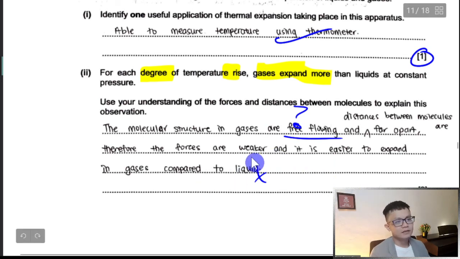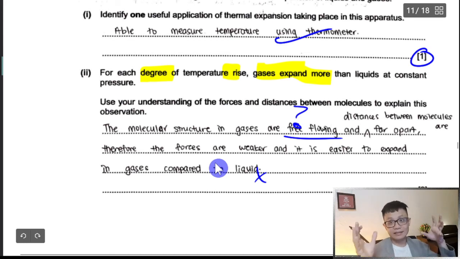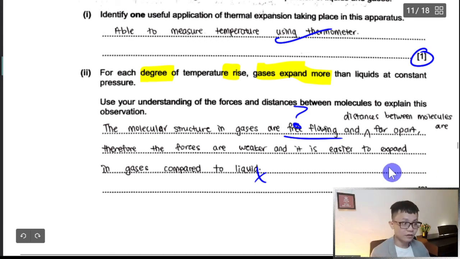Okay, so I think you should put that there's a greater distance between the molecules in a gas, therefore it uses less energy to expand. That one will be better. That's what I wrote: distances between molecules are far apart.